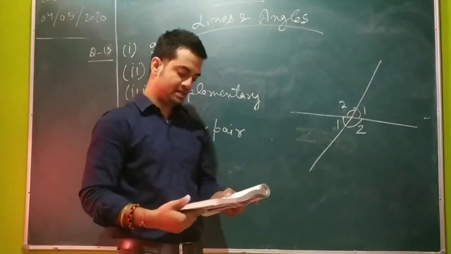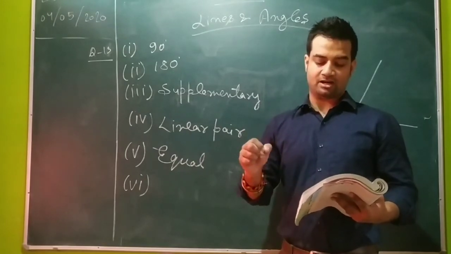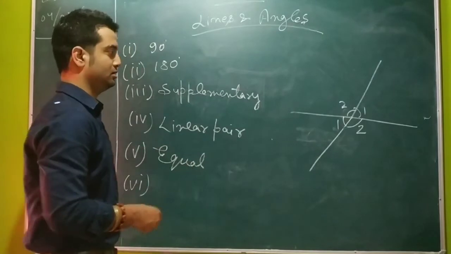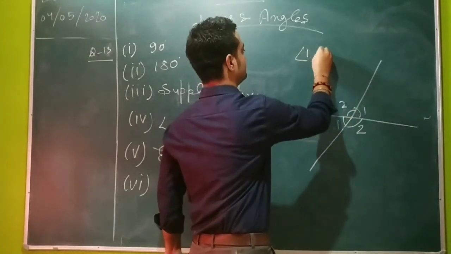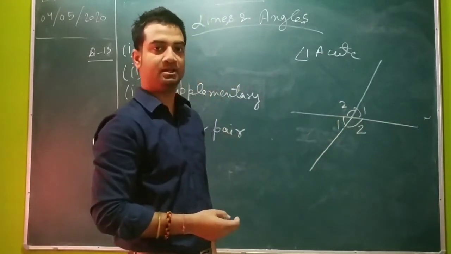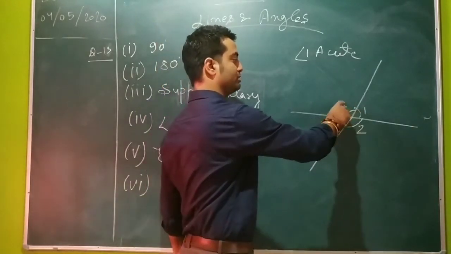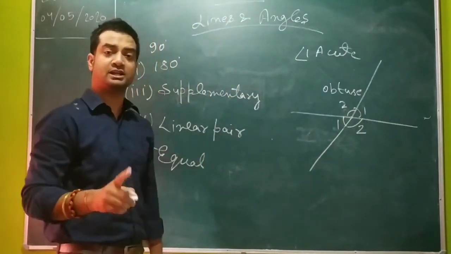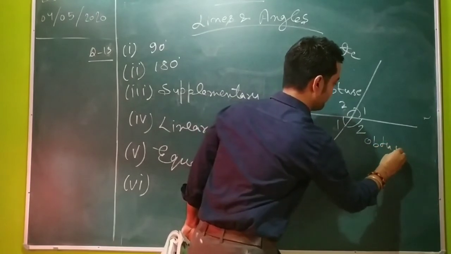Question number 6 is asking us, if two lines intersect at a point and one pair of vertically opposite angles are acute angles, then the other pair of vertically opposite angles are dash. Suppose this is the system of lines. Here, angle 1 is an acute angle. Now, we have to find out which type of angle angle 2 will be. Since we know that angle 1 and angle 2 are a linear pair, and in a linear pair, if one angle is acute, then the second is always an obtuse angle, because when we subtract an acute angle from 180 degrees, we get an obtuse angle. So angle 2 will be an obtuse angle and its opposite angle also will be an obtuse angle.